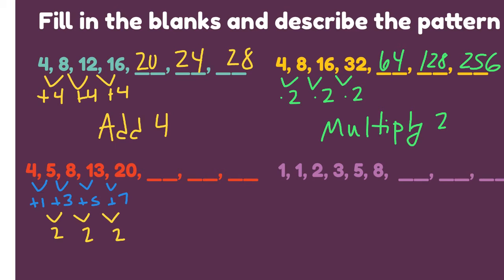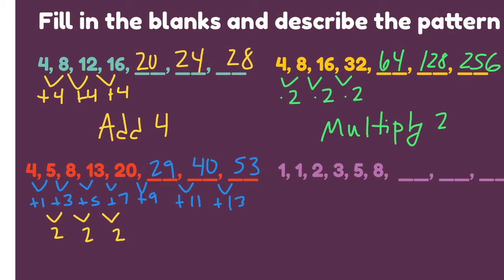So we did plus 1, plus 3, plus 5, plus 7. Next would be plus 9. So that would give me 29. And then we would do plus 11. So that would give me 40, and then if we do plus 13, that would give me 53.